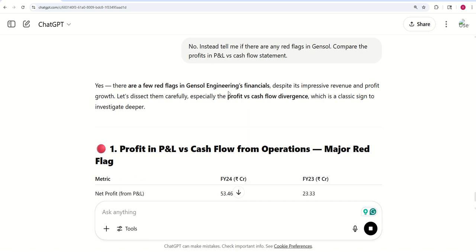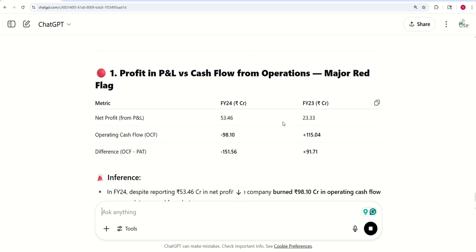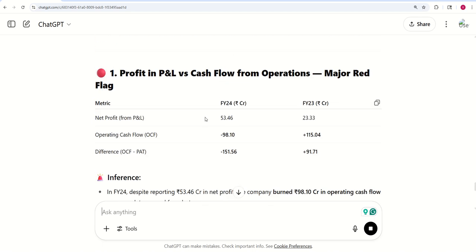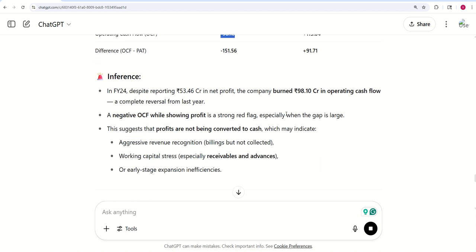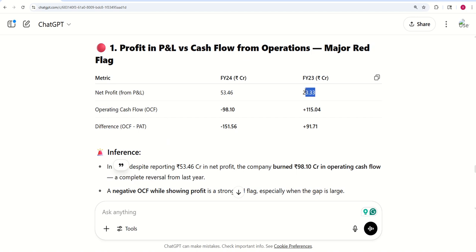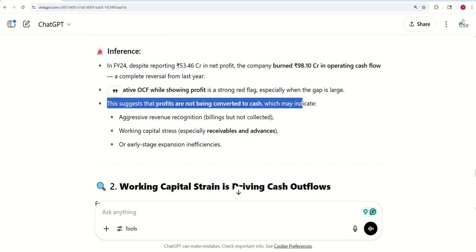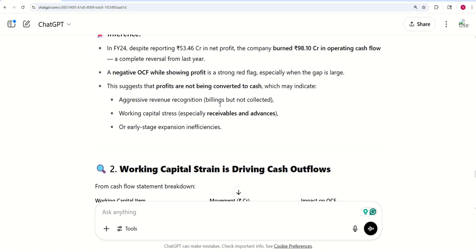Yes, it says there are a few red flags. What is the red flag? It sees a huge difference. On one side it reports a net profit of 53 crores, but the actual cash flow is close to minus 100 crores. So the inference: despite reporting 53 crores, the company burnt 100 crores of cash in operating cash flow, a complete reversal from last year. Last year it was the other way around: 23 crores reported profit, whereas operating cash flow was close to 115 crores. What does it suggest? That profits are not getting converted to cash.